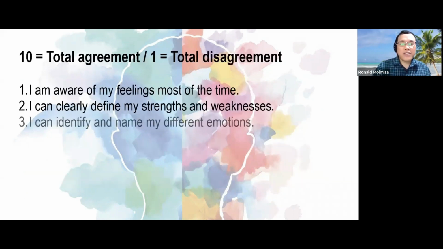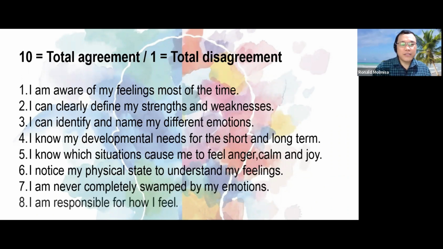Okay, ito, pakisagutan nyo to. Another, sa inyong papel. Yan. Total agreement 10, then 1 total disagreement. I'm aware of my feelings most of the time. Number 2, I can clearly define my strengths and weaknesses. Number 3, I can identify and name my different emotions.